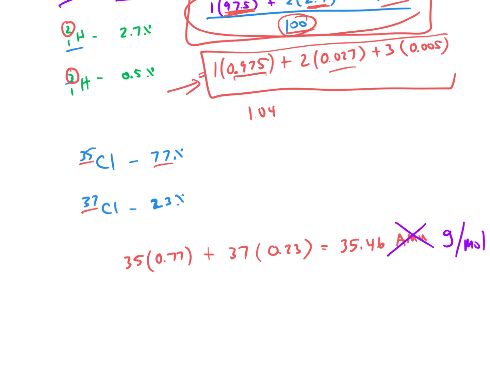But it says 12.01 for carbon. It's 12.01 grams per mole. If you have 1 mole of carbon, the mass of that 1 mole is 12.01 grams. You with me? So that's what AMU is. But we're going to use grams per mole in this class. Are we good? Okay.